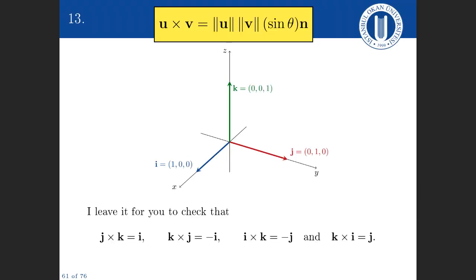The other 4 I'm going to leave for you to check. Pause the video if you rewatch this video, or when you're looking at the lecture notes. Hold your left hand in front of the screen or in front of the paper and turn your hand around and convince yourself that j cross k is i, k cross j is minus i, i cross k is minus j, and k cross i is j. I'm going to move forward quickly. Please do check that later.